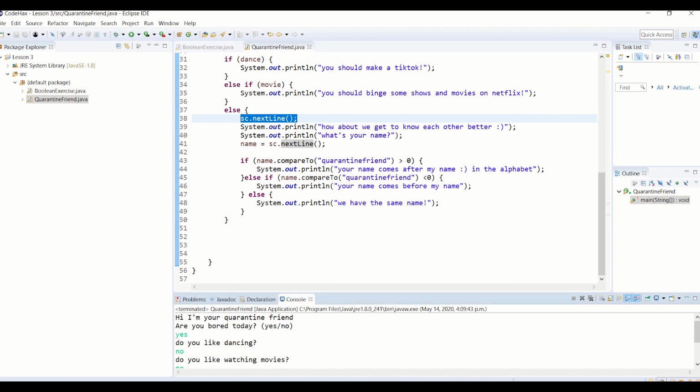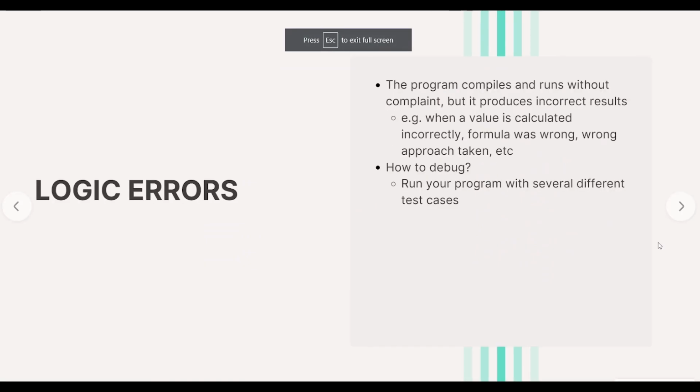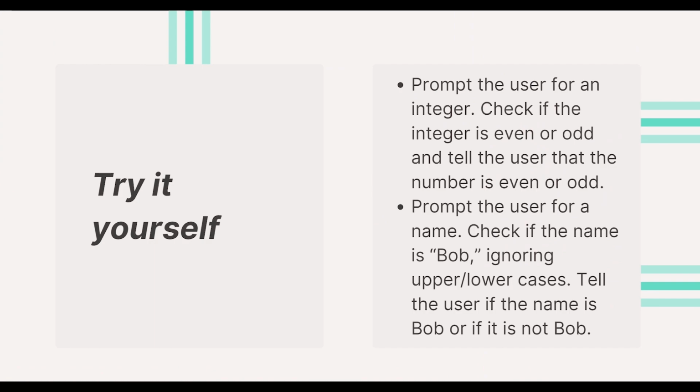So let's return to our presentation. For your homework, prompt the user for an integer, check if the integer is even or odd, and tell the user that the number is even or odd. Prompt the user for a name, check if the name is Bob, ignoring the upper and lower cases, and then tell the user if the name is Bob or if it is not Bob.